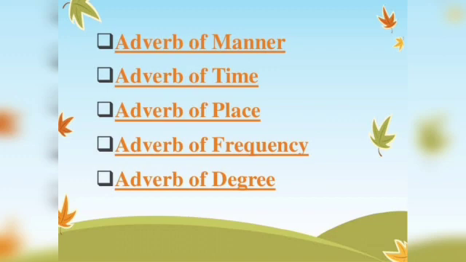Types of adverb. There are 5 types of adverb. Number 1, adverb of manner. Number 2, adverb of time. Number 3, adverb of place. Number 4, adverb of frequency. And number 5, adverb of degree.